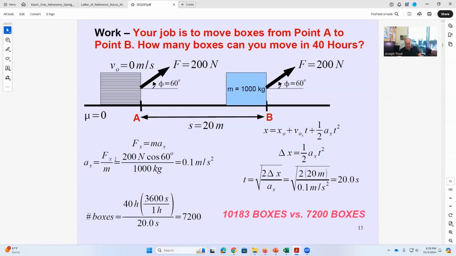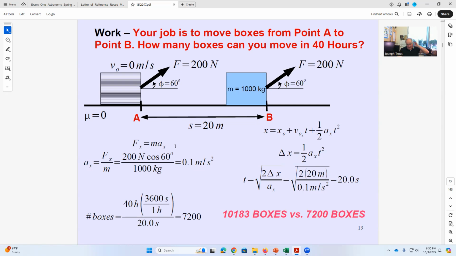So if I look at our acceleration now, we get 200 newtons times the cosine of 60 divided by 1,000. We end up with 0.1 meters per second squared. We'll do the same analysis and find the time. So we get the square root of 2 times 20, but this time divided by 0.1 meters per second squared. And we find out that it takes us 20 seconds to move a box.